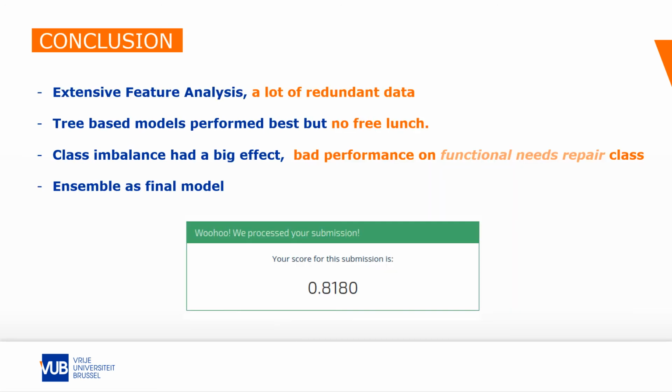I will end this presentation with a small conclusion. We did a very extensive feature analysis, as there was a lot of redundant data. Tree-based models outperformed all our other models in our project. But as the no free lunch theorem says, there is no single model which will always do better. Class imbalance had a big effect on our accuracy, which is seen in the bad performance on the functional needs repair class. We ended with some ensemble models in which we used a combination of random forests and gradient boosting trees as our final model. This model achieved a submission accuracy of 81.8%.